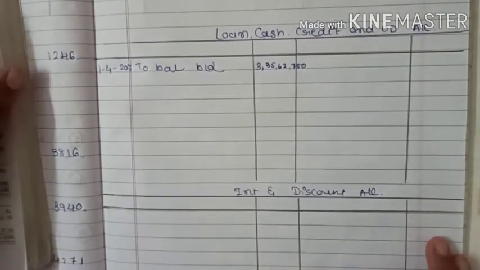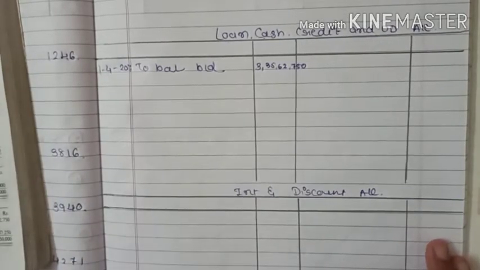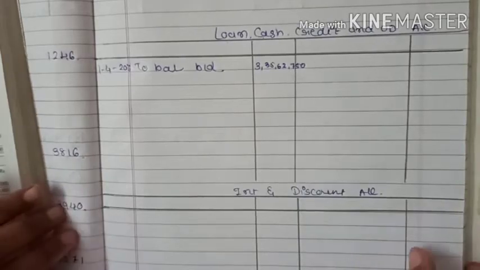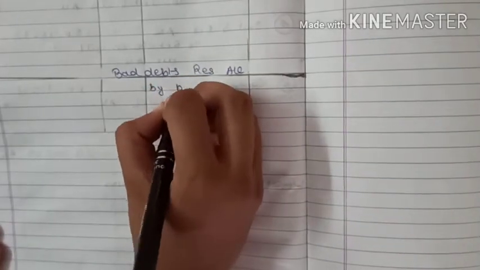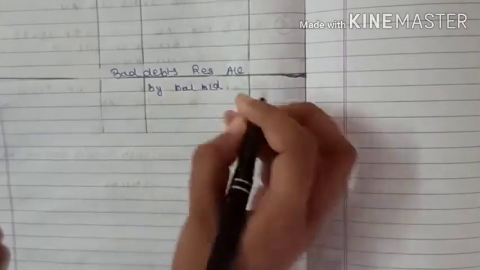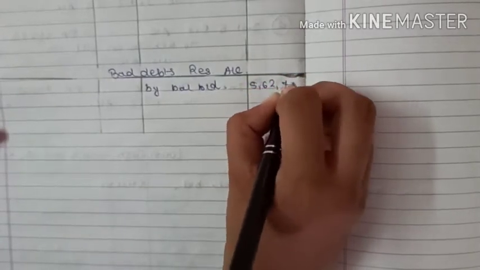Now, bad debts reserve account shows the balance of rupees 5,62,750. There is a bad debt reserve account. You must always remember reserve has a credit balance. All the reserves and provisions have a credit balance. So write down the balance as balance brought down, amount of rupees 5,62,750.